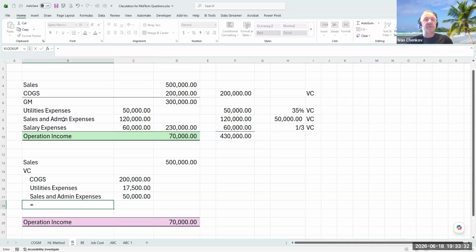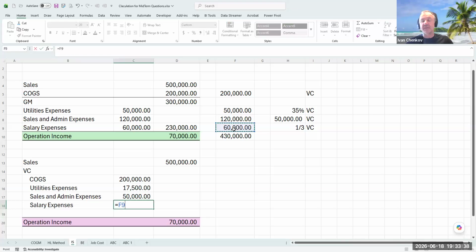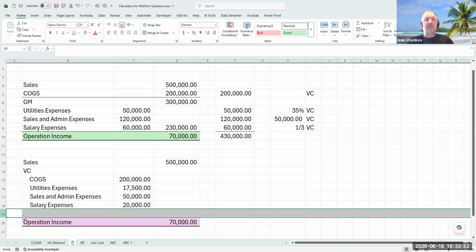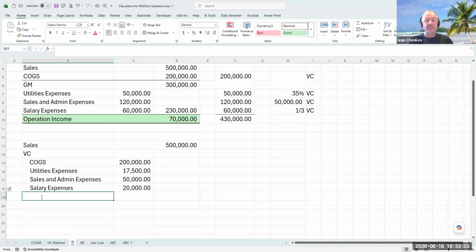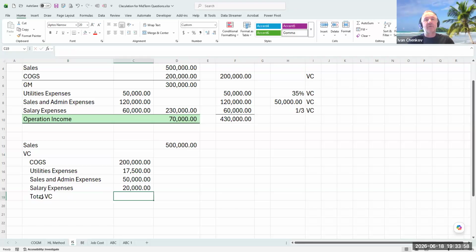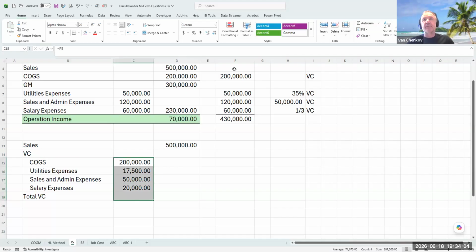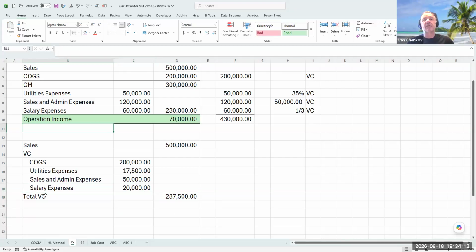Then I have the last one, which is the salary expenses. On the salary expenses, I'm gonna have 60 times bracket 1 divided by 3, and 20,000. So my total variable cost, I need more lines here. Let's go with the total variable cost. My total variable cost in this case is the sum of all those three, and I'm gonna move it right here. That's it. And I'm done with my first calculation for the variable cost.